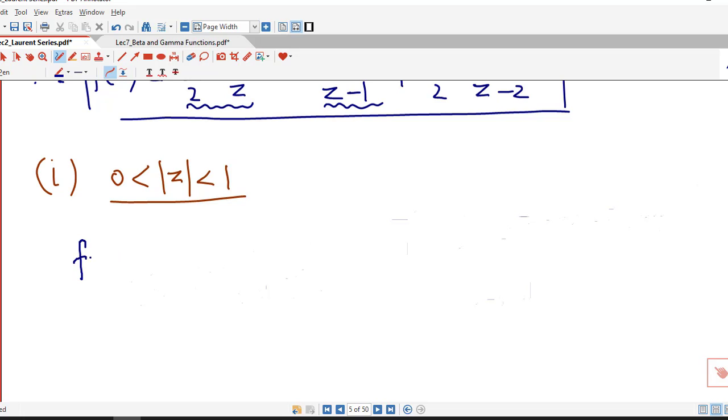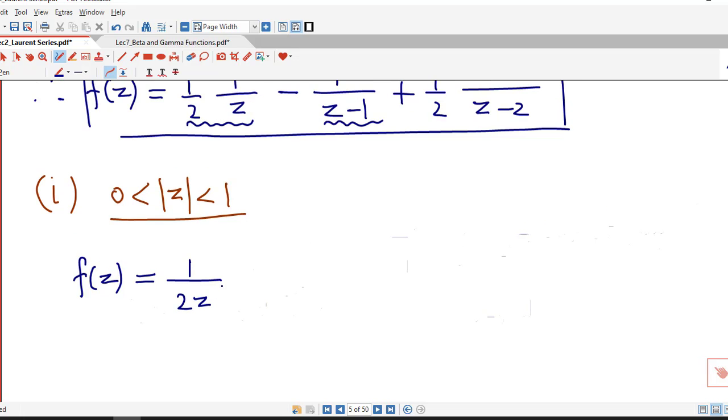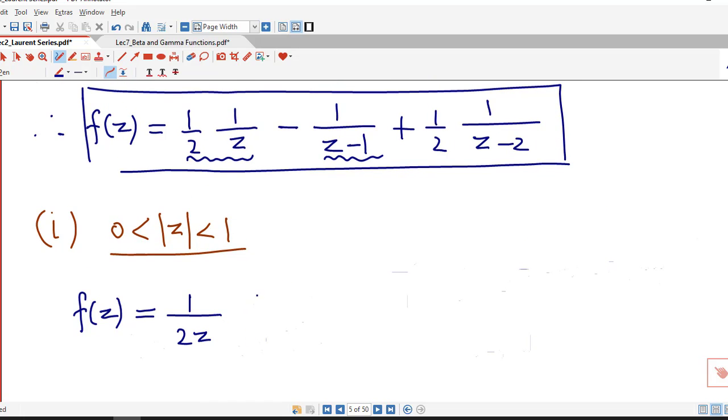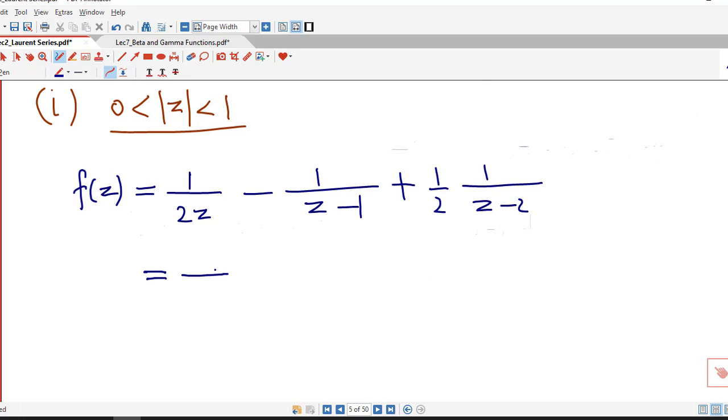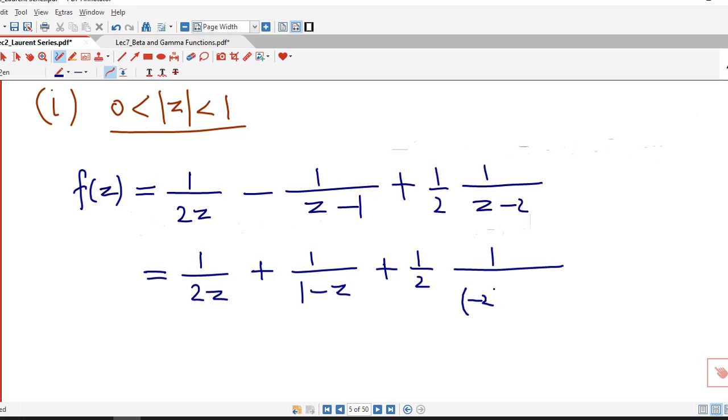So first we write our function f of z is 1 over 2z. This I rewrite as, we first write our function here, and this is 1 by 2 times 1 over z minus 2. So we keep this as it is. Here we take negative sign outside, so we have 1 over 1 minus z, and this we can rewrite as, if we take minus 2 common, 1 minus z by 2.